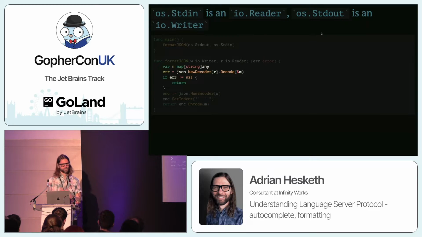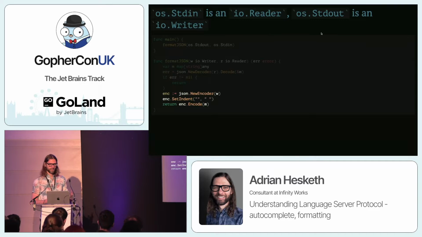So here we can decode JSON that's coming in, put that into a map, and then write it back out to standard out through this interface. And that basically provides the same features that we saw in jq, but we've written it ourselves in Go.